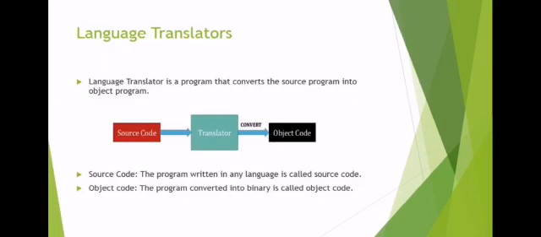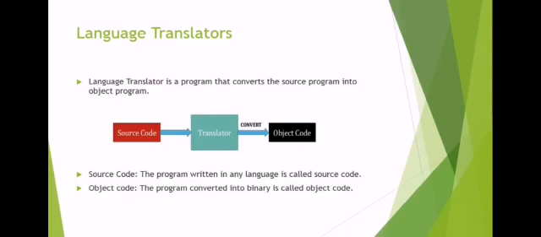Language translator is a program that converts the source program into object program. First of all, we should know what is the source program and what is the object program. Source code, the program written in any language, is called source code. For example, if you have written a program using any language called C, C++ or Java, all these programs written in these languages are called source code.